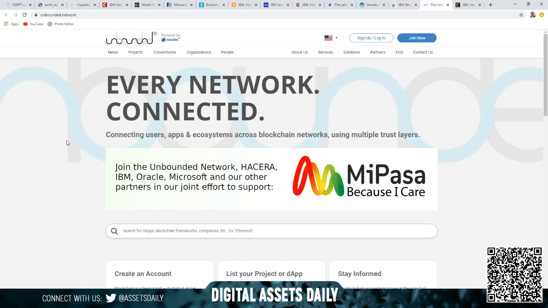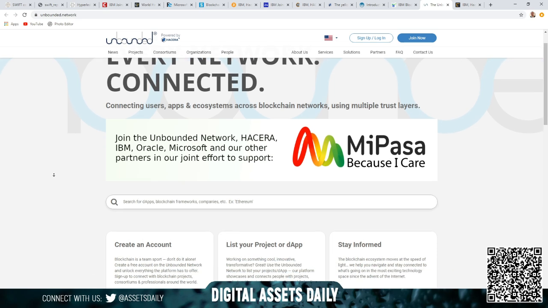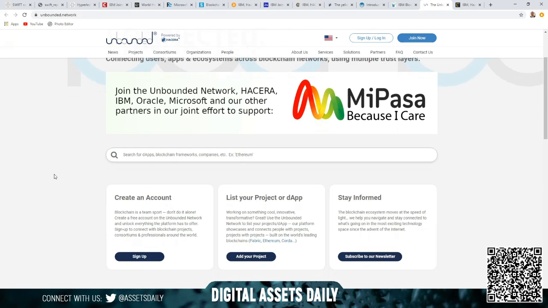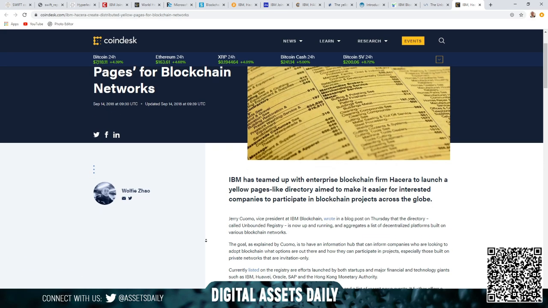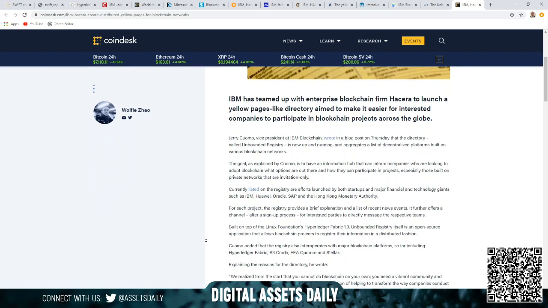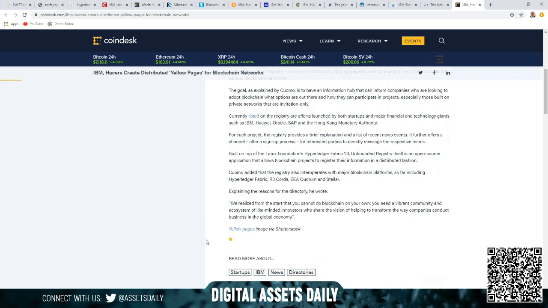Every network connected, join the Unbounded Network, Hedera, IBM, Oracle, Microsoft, and our other partners in our joint effort to support Mi Pasa because I care. And here you have IBM, Hedera, create distributed yellow pages. Again, what we've stated, but there was something, and I think I just unhighlighted it every time I do that. It's okay. I might pass it, but we'll come back.